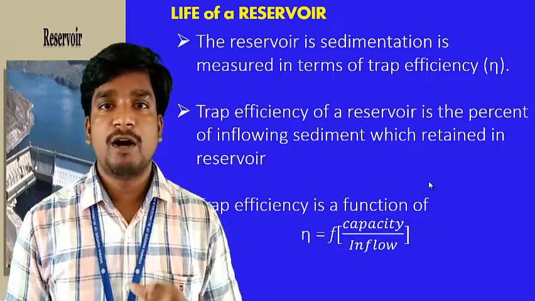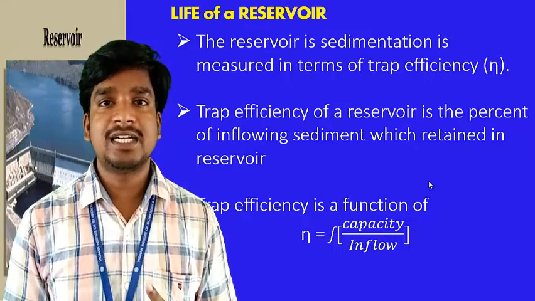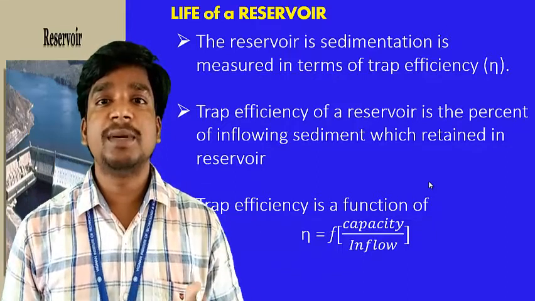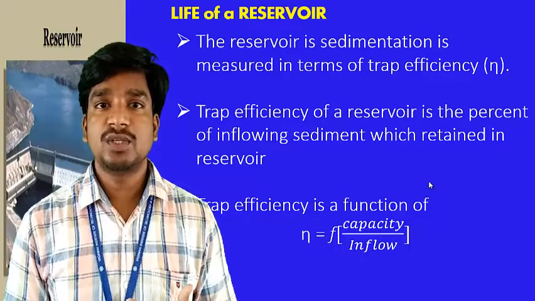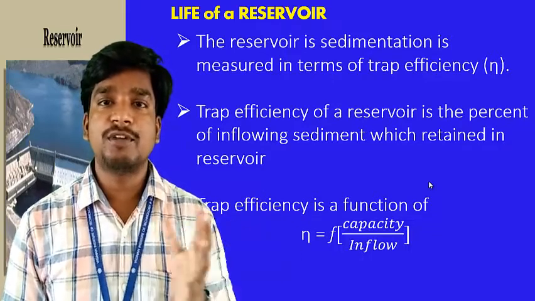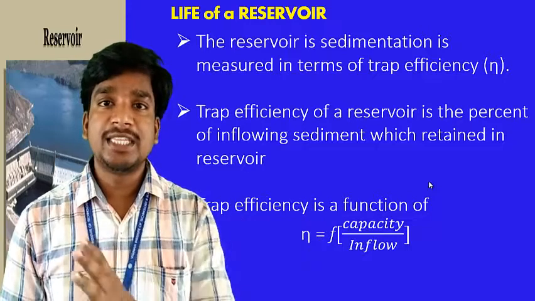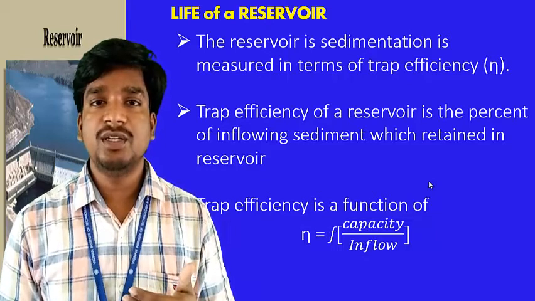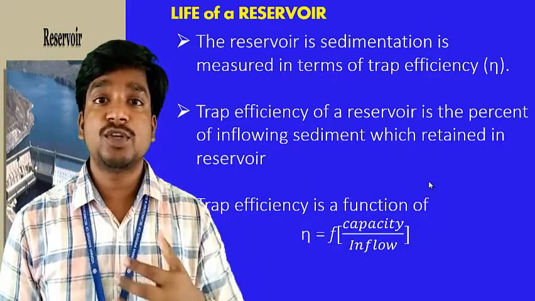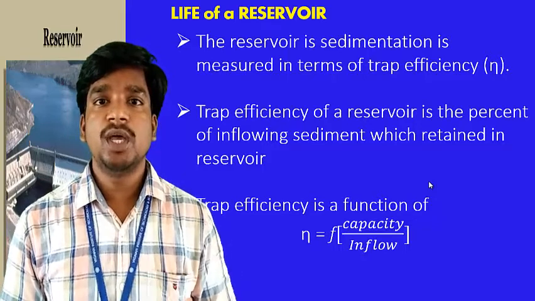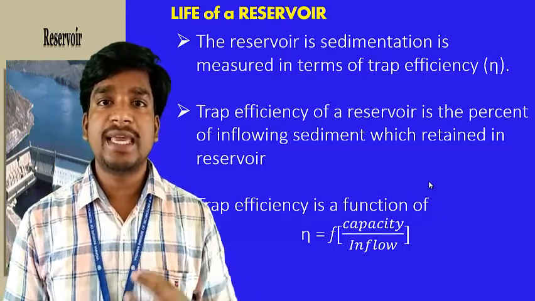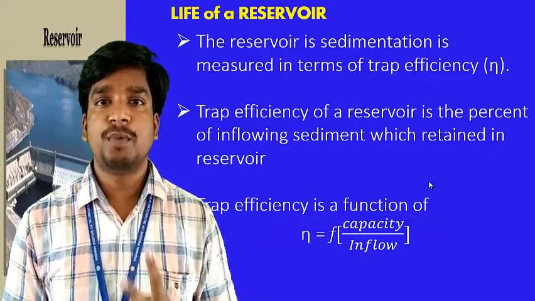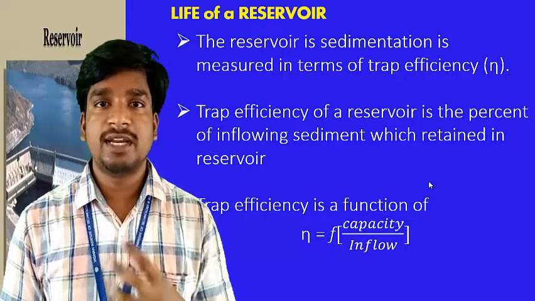Trap efficiency is a function of two important factors: the capacity of the reservoir and the inflow rate of sedimentation of the reservoir. That is, how much sediment is carried during the inflow, the rate of inflow of sedimentation, and the capacity of the reservoir. Based on these two factors, capacity and inflow rate of sedimentation, we calculate the trap efficiency. This trap efficiency is a function of two important factors. Please remember this point, this is very essential.